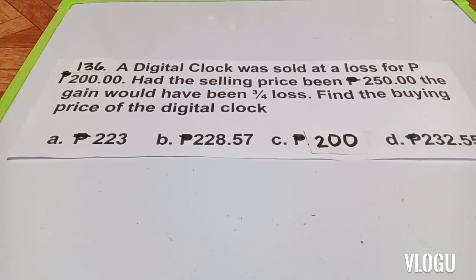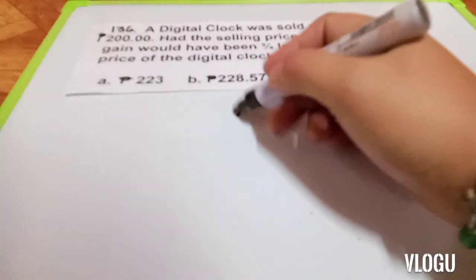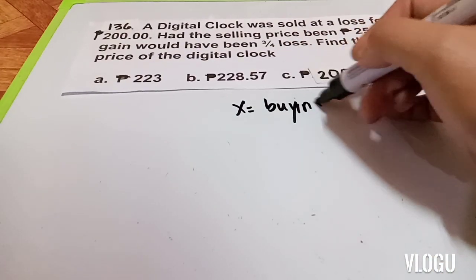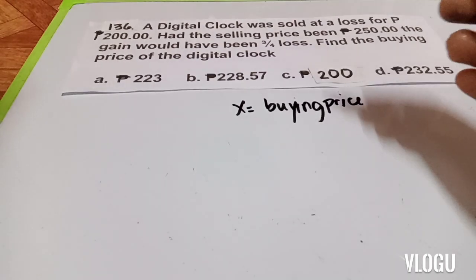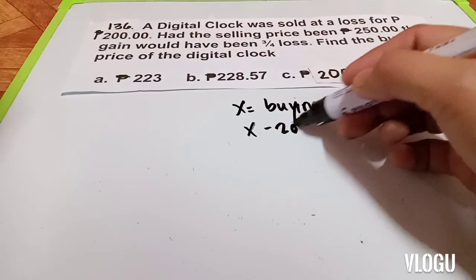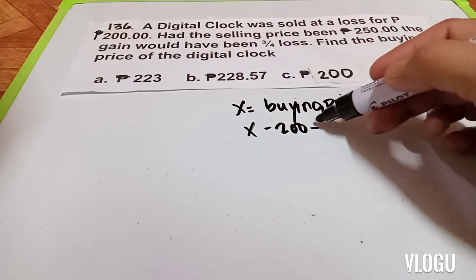Okay, a digital clock was sold at a loss for 200 pesos and had a selling price of 250 pesos. The gain would be 3/4 of the loss. Find the buying price of the digital clock. Take note, guys. Let's have a procedure for this one. Let X be the buying price. And then, after that, it is a loss of 200. So, x minus 200 for the loss.